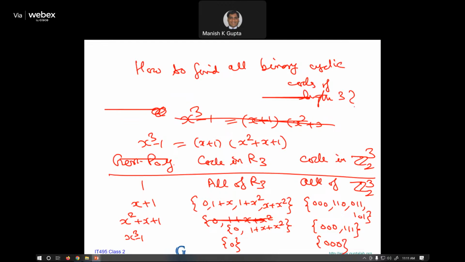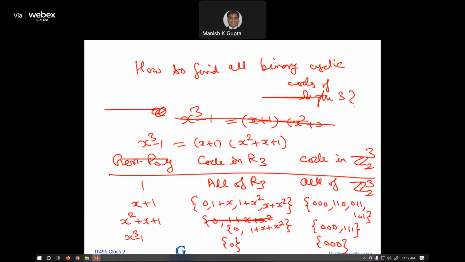And when you take the product of both, you get x cube minus 1, which is 0 actually, because x cube is equal to 1. So you get the 0 polynomial, the 0 vector. So just by factorizing x cube minus 1, I got all the cyclic codes. How many are there? 4. So if you know an efficient algorithm for factorizing x raised to n minus 1, you can generate as many cyclic codes as possible.